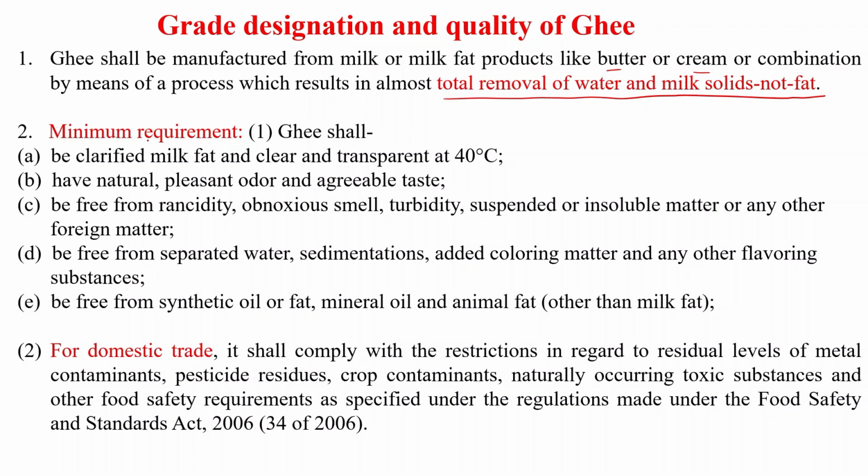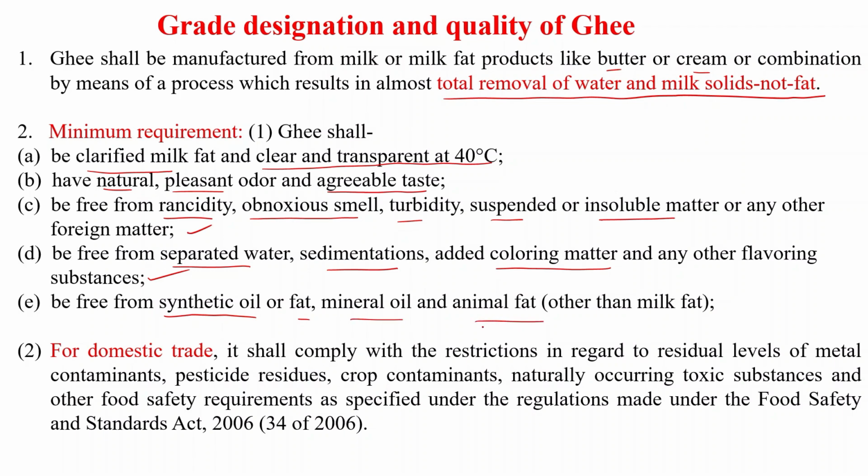Now what is the minimum requirement? Ghee shall be clarified milk fat, clear and transparent at 40 degrees Celsius. It should have a natural, pleasant odor and agreeable taste. It should be free from rancidity, obnoxious smell, turbidity, suspended or insoluble matter or any other foreign matter. It shall be free from separated water, sedimentation, added coloring matter or any other flavoring substances. It should also be free from synthetic oil or fat, mineral oil or animal fat. That is, there should not be any adulteration. So these are the minimum requirements.